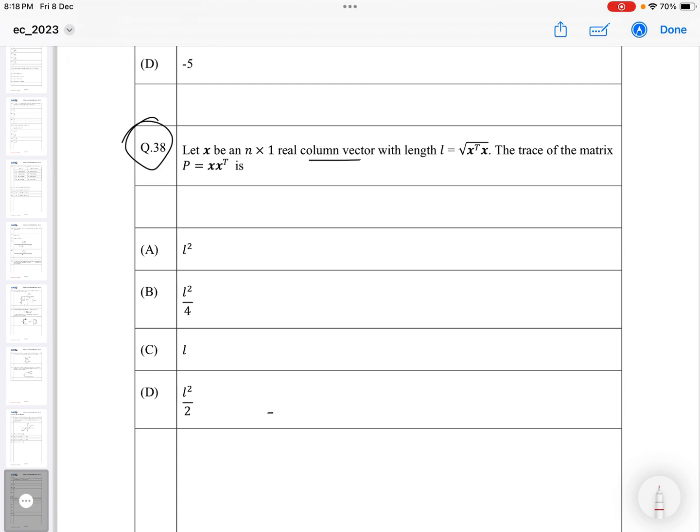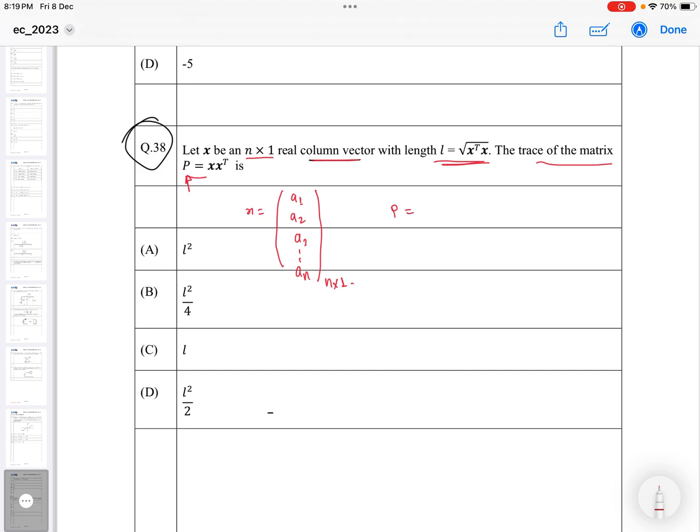so in 38 what we have given, let X be a n cross n real column vector. So let's first of all take this X. It will have n rows. So we can take a1, a2, a3 till an, and it is a column vector, so it will have n rows and one column, right? And with length, the trace of matrix P. So we have been asked what will be the trace of matrix P, right? So we can calculate this P matrix first.